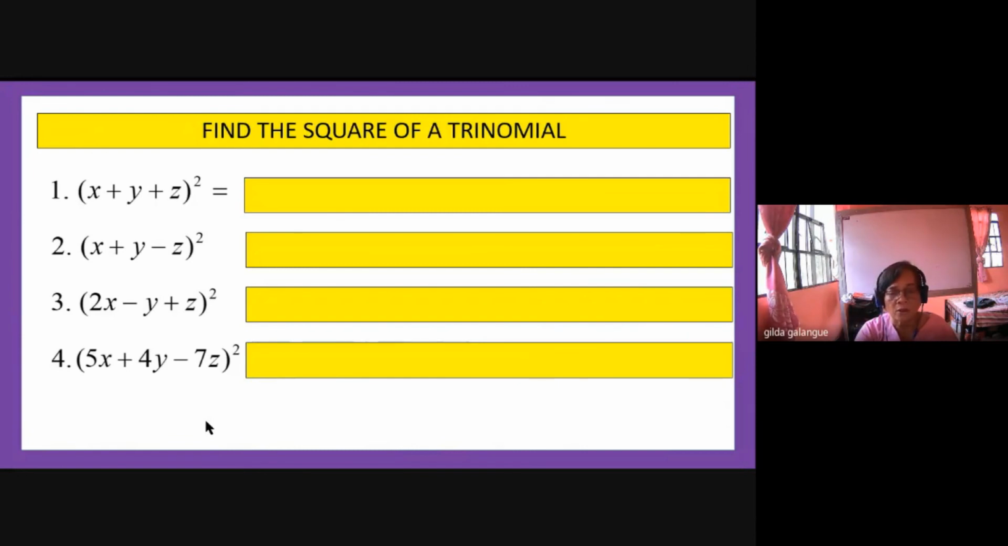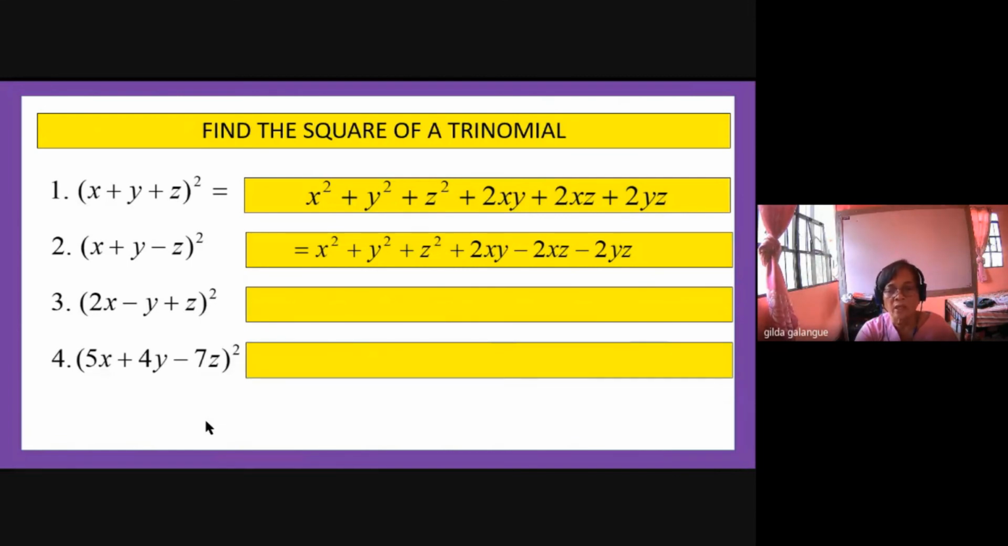Number 1. What is the answer to number 1? The answer is x squared plus y squared plus c squared plus 2xy plus 2xc plus 2yc. We are in the next number. What is the answer? x squared plus y squared plus c squared plus 2xy minus 2xc minus 2yc. Next number, we are in number 3. What is our answer? 4x squared plus y squared plus c squared minus 4xy plus 4xc minus 2yc.